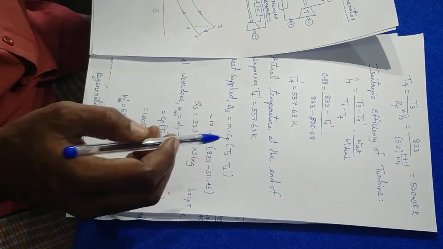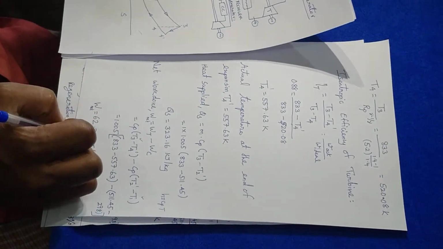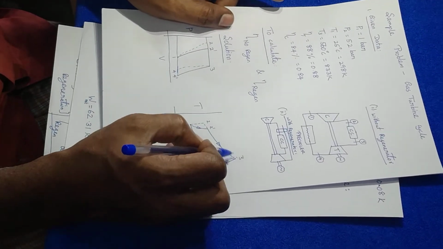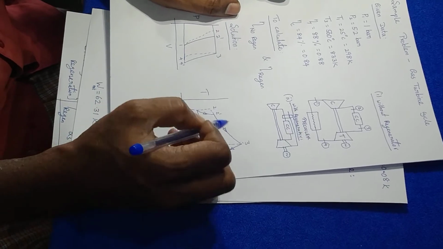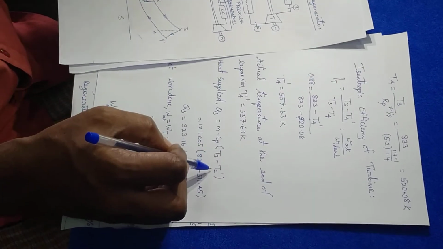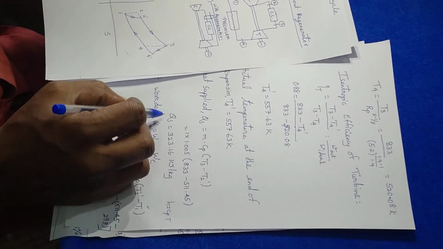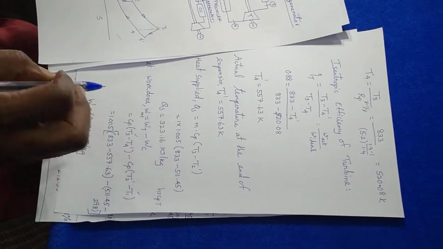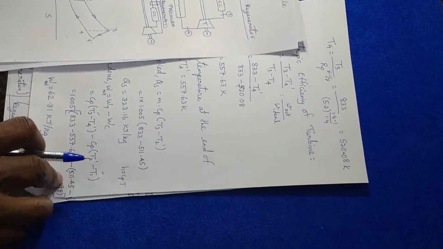Once we know T4 dash and T2 dash, we can substitute here and we can find out net work output. And what is heat supplied? Heat supplied takes place between 3 and 2 dash. So it's nothing but H3 minus H2 dash, in terms of temperature Cp into T3 minus T2 dash. So T2 dash is known, T3 is given, so we can find out the heat supplied as 323.16 kilojoules per kilogram and net work output as 62.31 kilojoules per kilogram.